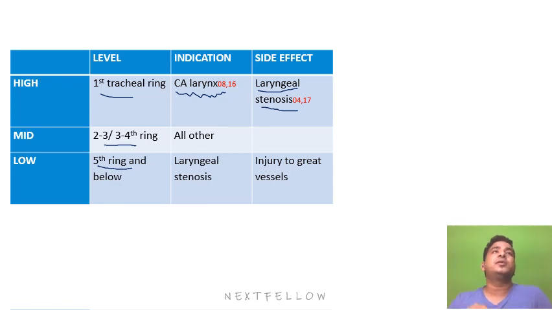What are the other indications? Suppose there is a neck tumor mass, a big mass. Suppose a thyroid tumor is there. So in that case, the upper part of the trachea will be obscured by the tumor. So in that case also we can prefer the low tracheostomy.